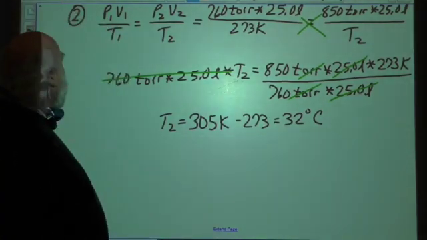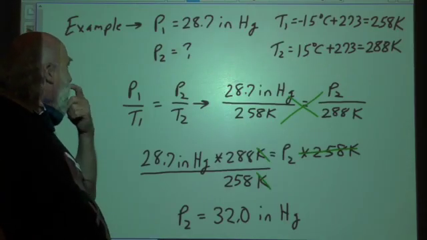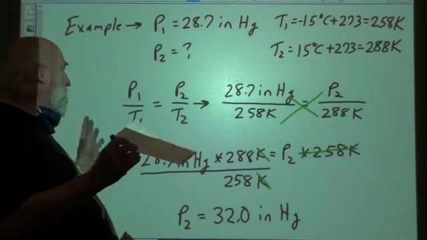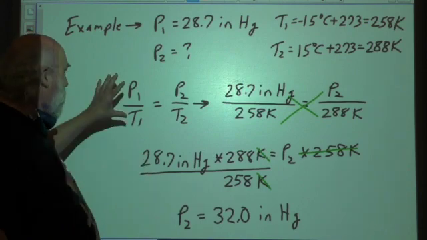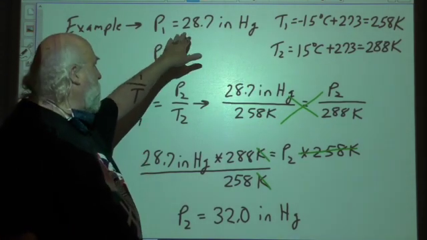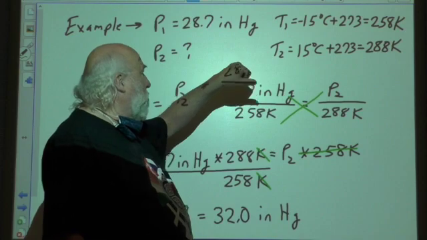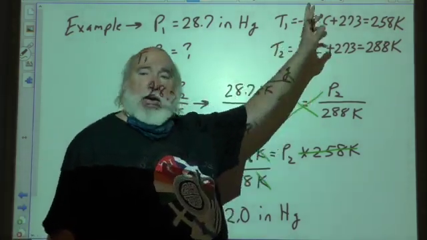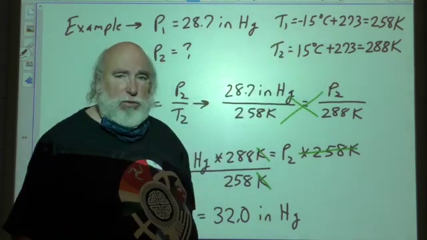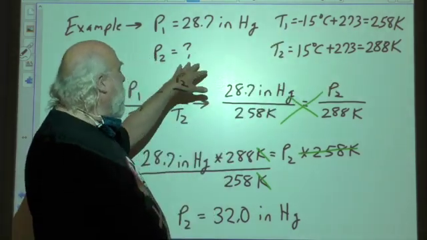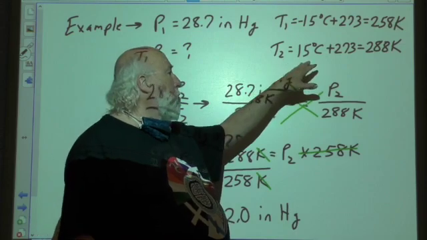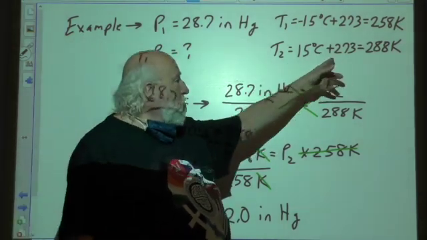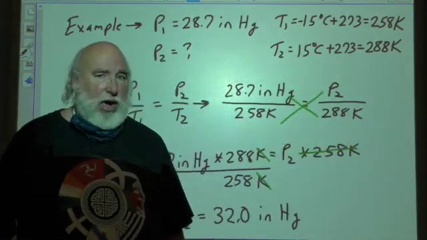The second example I gave you gives you no volume. It says it's a constant volume, so we don't even consider using the second method. We just use the first method. The first pressure is defined as 28.7 inches of mercury. The first temperature was negative 15 degrees Celsius, so we had to add 273 to that, to get 258 K. We're trying to find the new pressure when the new temperature goes up to 15 degrees Celsius, and when we add 273 to that, we get 288 K.